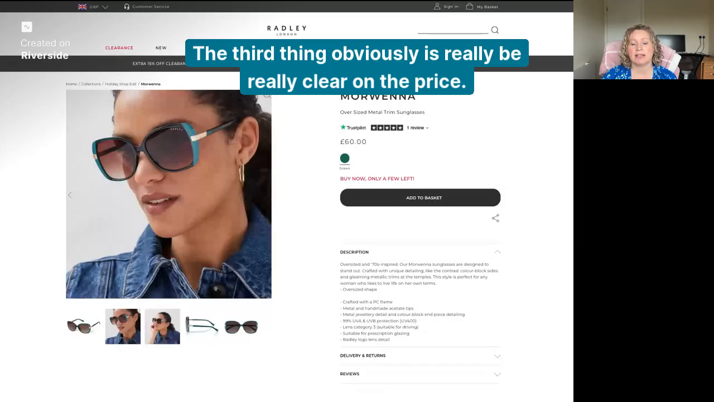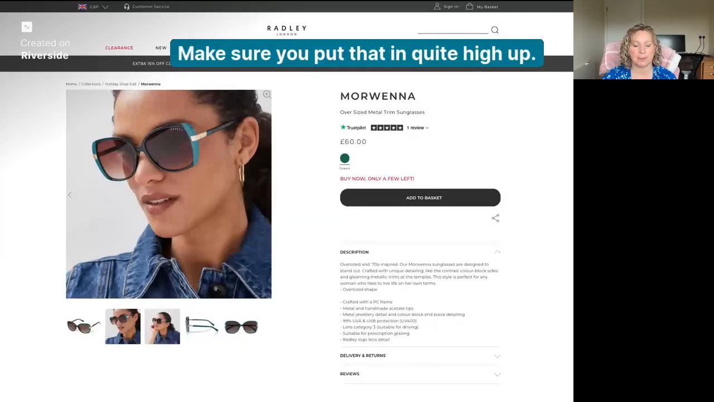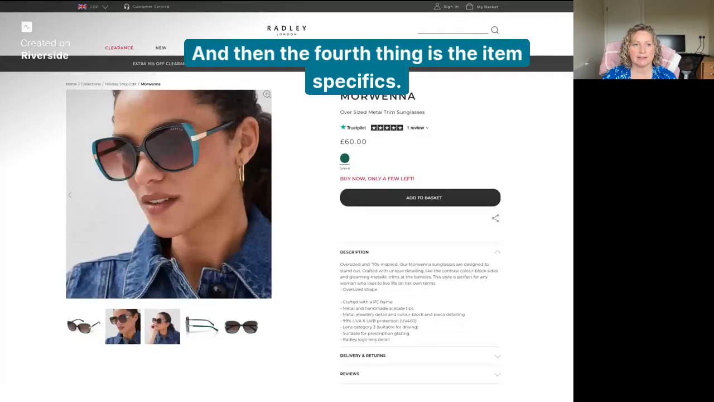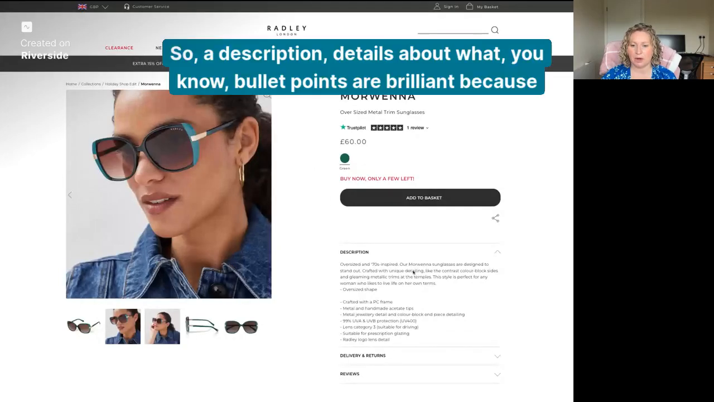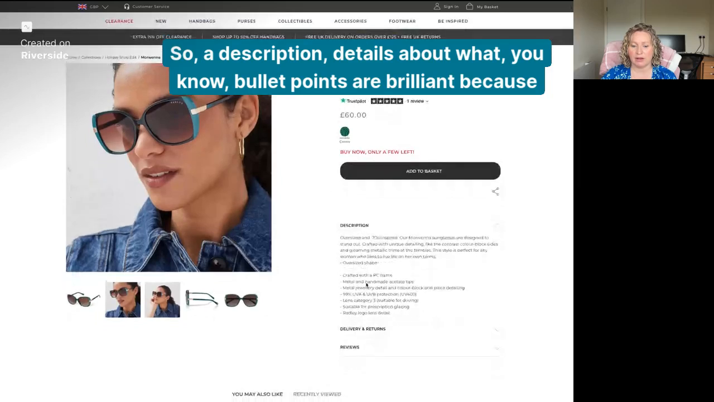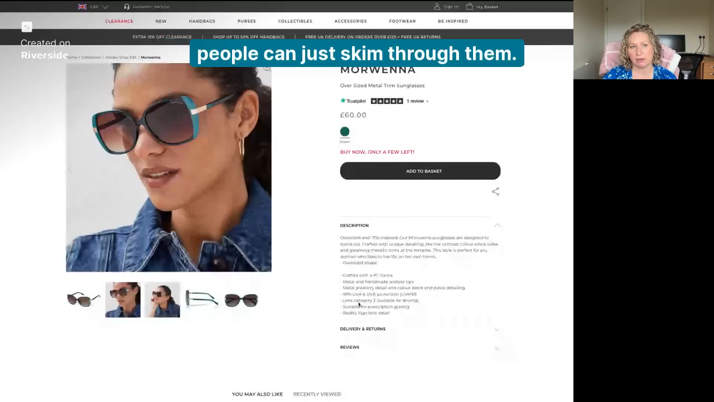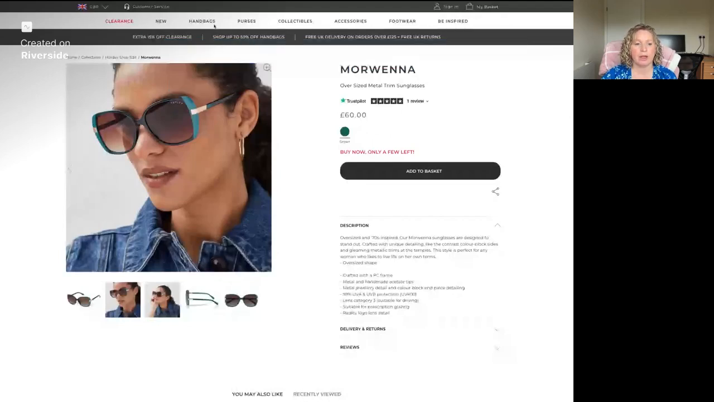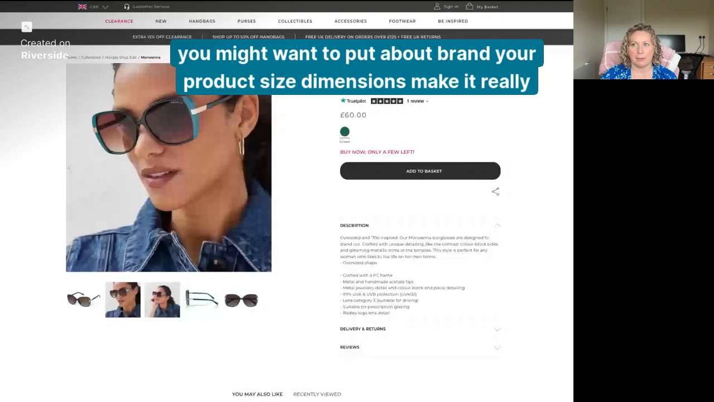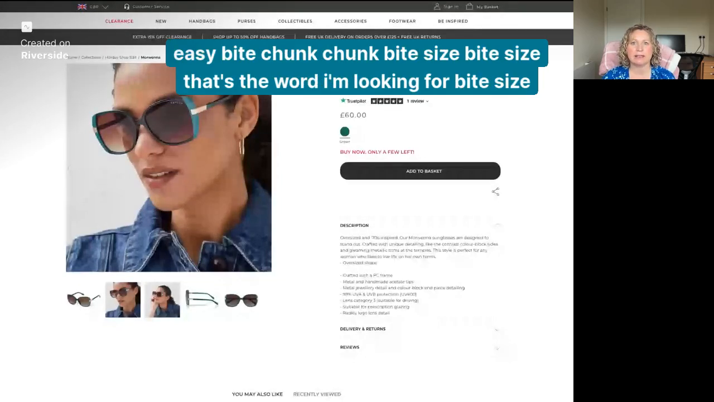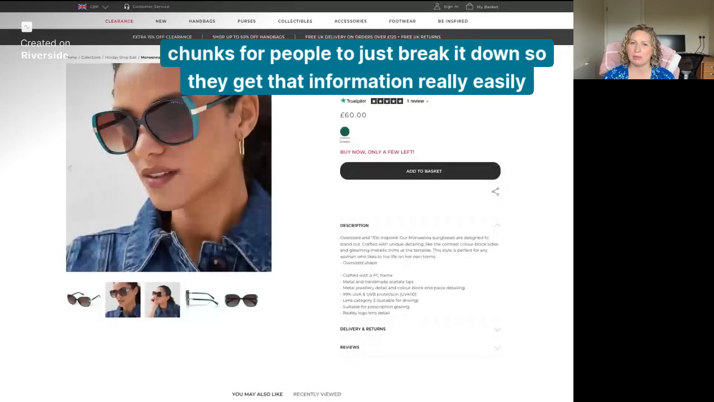The third thing, obviously, is be really clear on the price. Make sure you put that in quite high up. And then the fourth thing is the item specifics. So a description, details about what, bullet points are brilliant because people can just skim through them. You might want to put about brand, your product size, dimensions. Make it really easy, bite size, that's the word I'm looking for. Bite-sized chunks for people to just break it down so they get that information really easily.